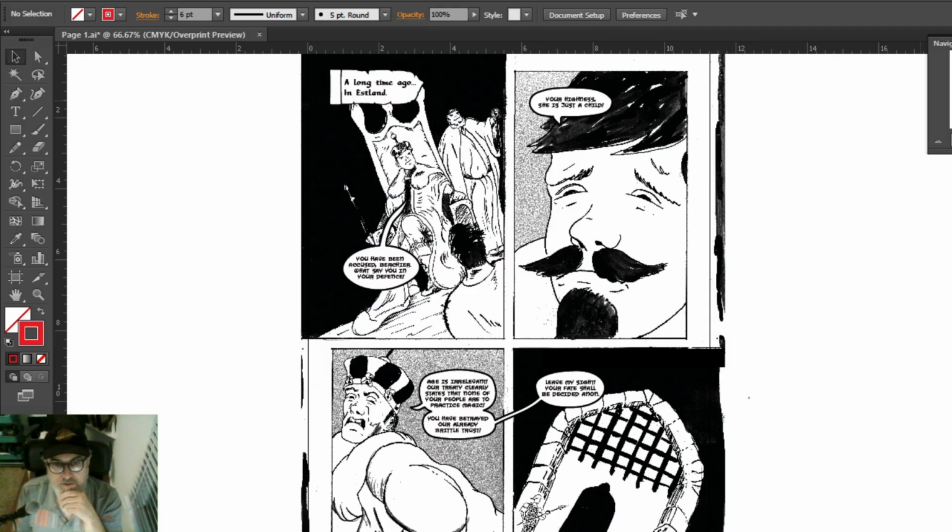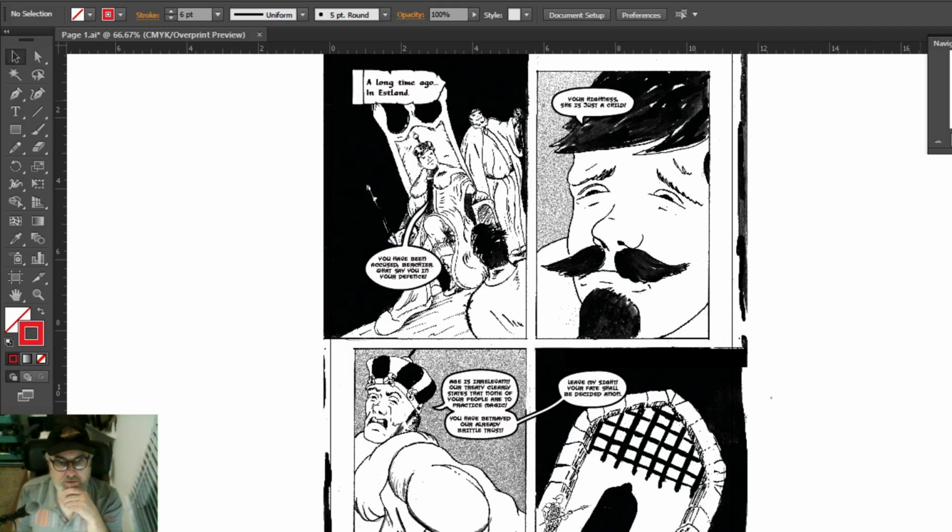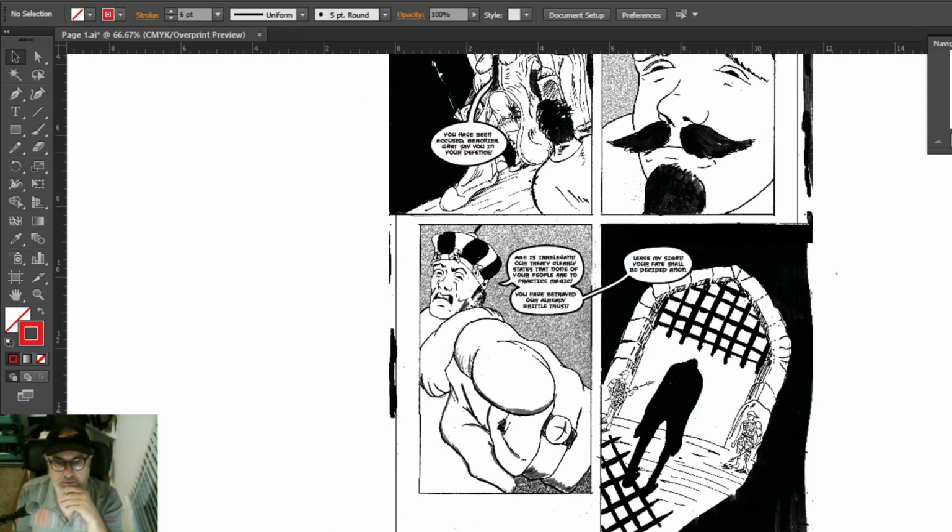So when you're planning out your panel composition through a page, don't go just panel by panel and only compose what's in the panel. Think of it as a whole page and how it will work as a whole, right?